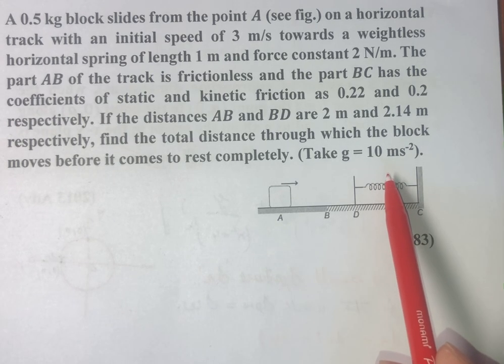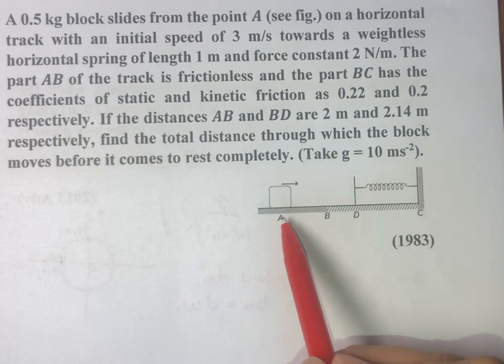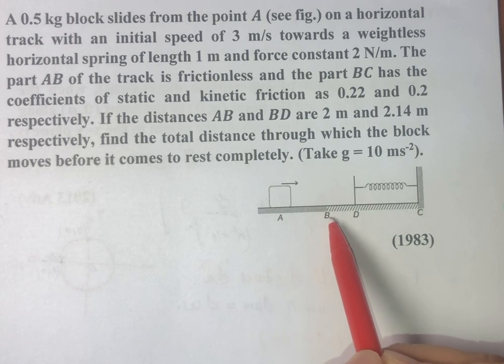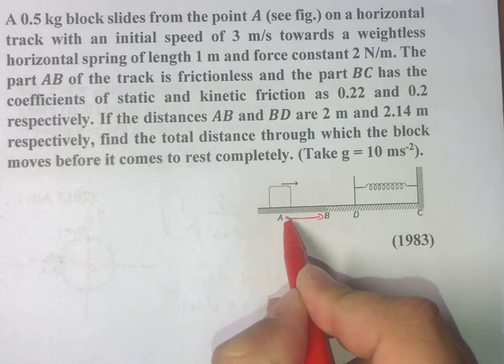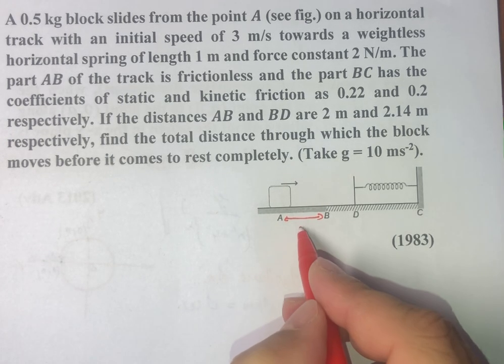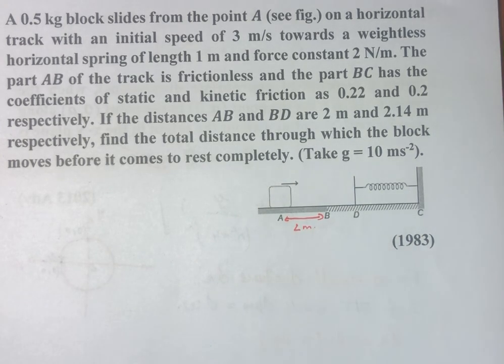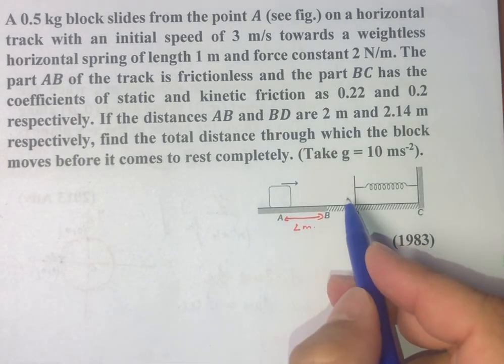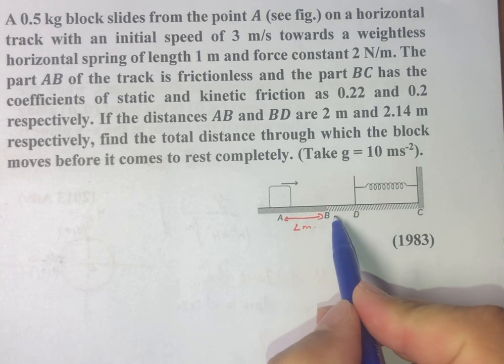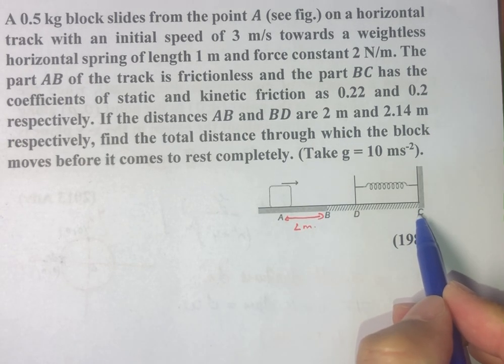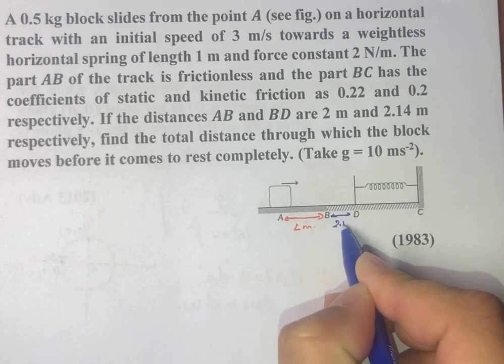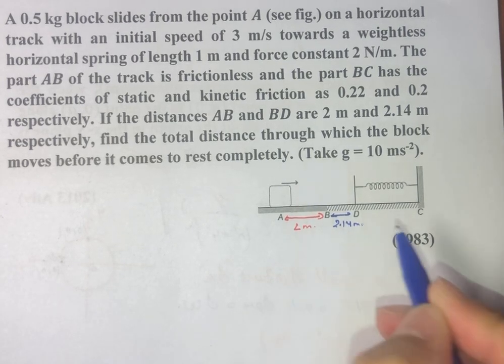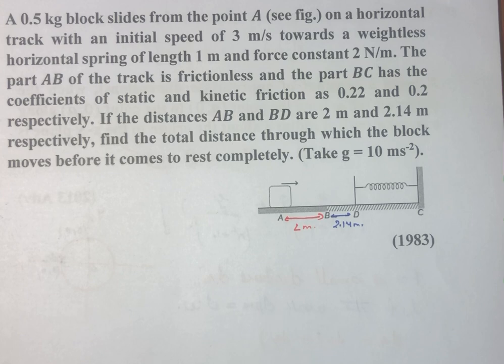Take g as 10. So this is the figure. We have the block at A, and between A and B there is no friction, and this distance is given as 2 meters. And we have BD, or rather we can say BC, which consists of friction, and the length of BD is given as 2.14 meters. So we have to find the total distance through which the block moves before it comes to rest.